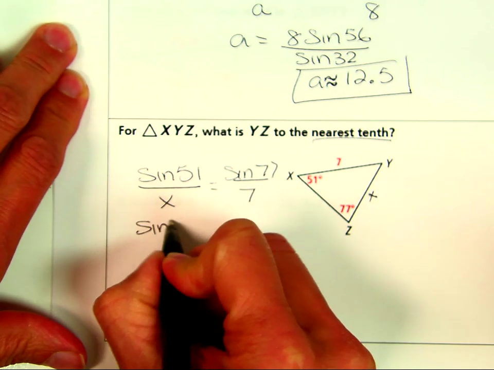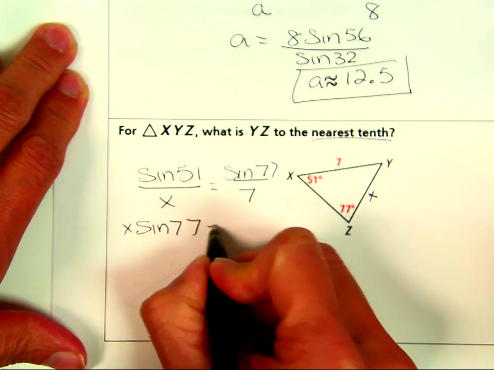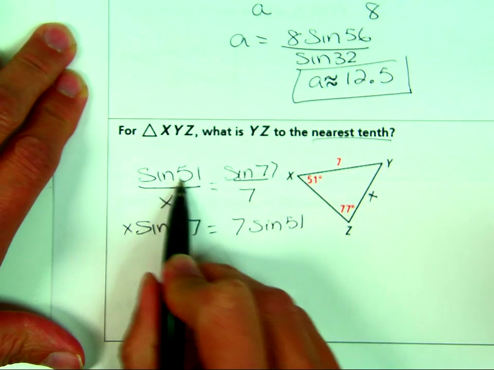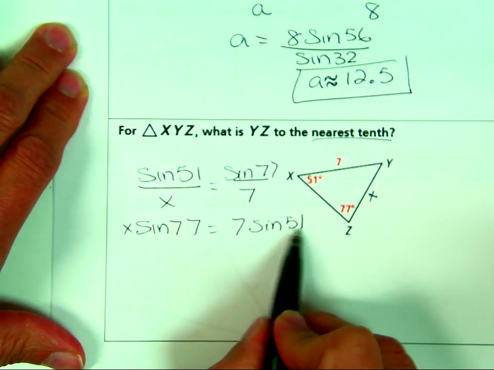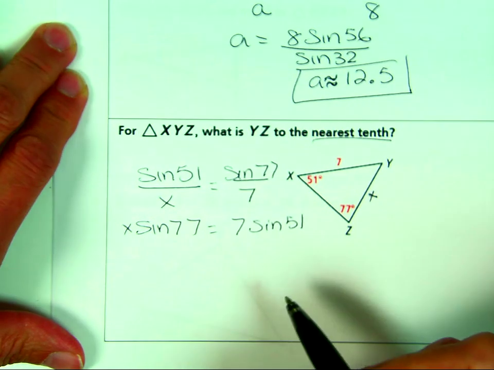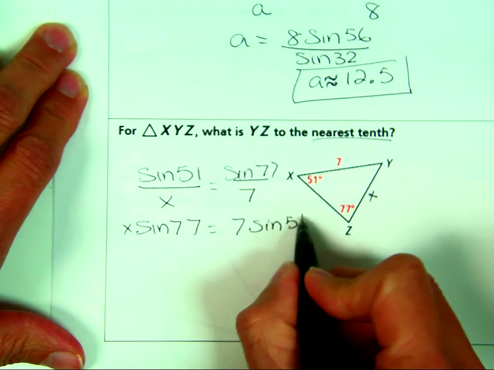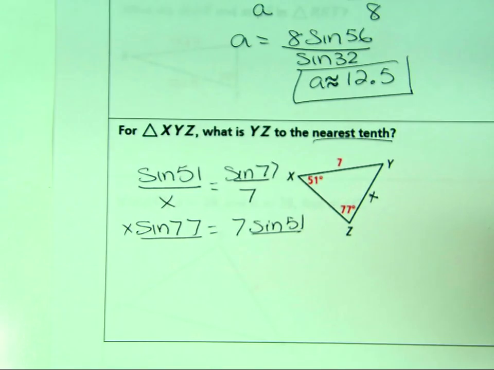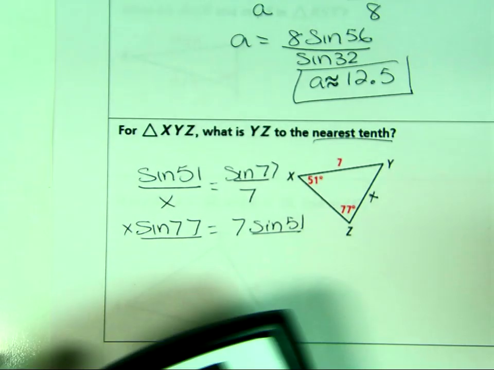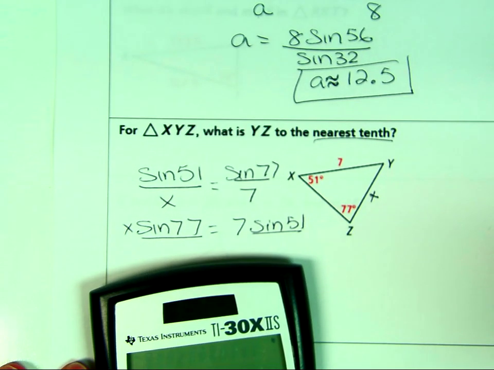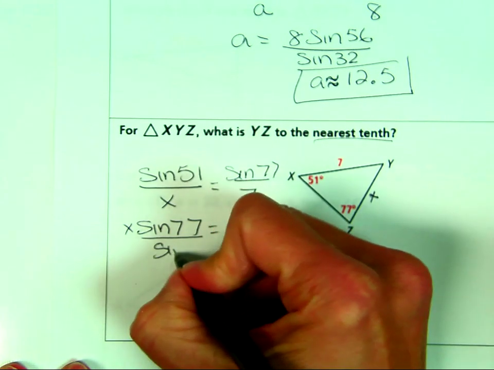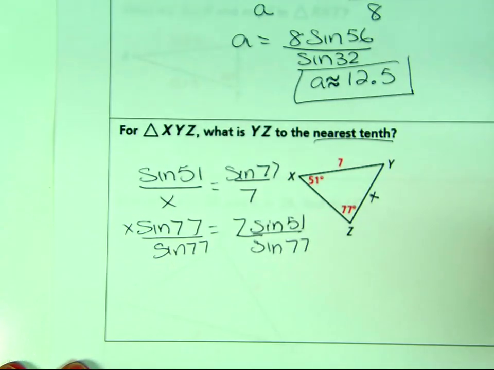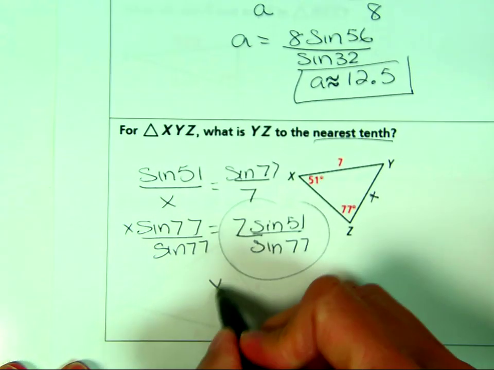And then again, I'm going to cross multiply. This time I'll show a little more work and see if that is helpful to you. So when I cross multiply, I'm going to have 7 times the sine of 51 and x times the sine of 77. Make sure you remember, this is not a 51. This is one number. The sine of 77 is one number. It's not 77 and then something happened to the 77. So here we go. Then we have to divide both sides by the sine of 77.